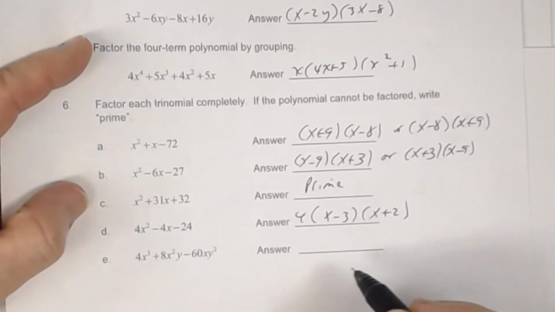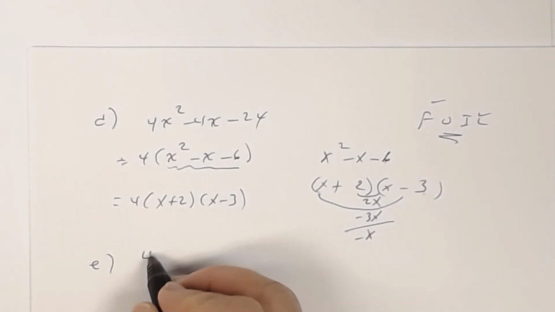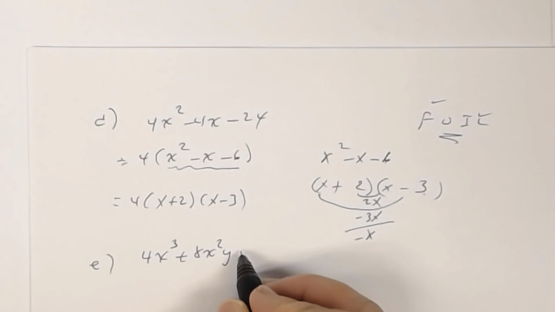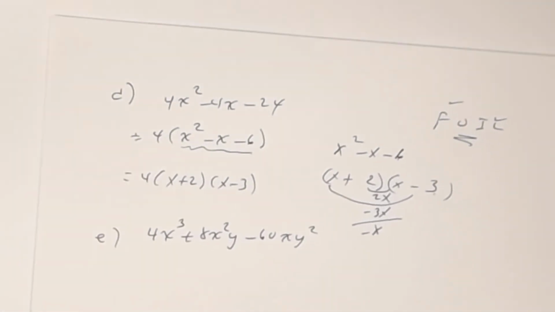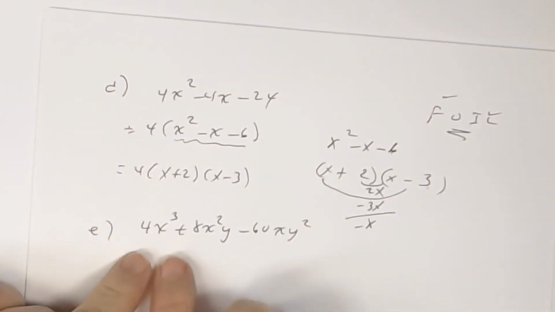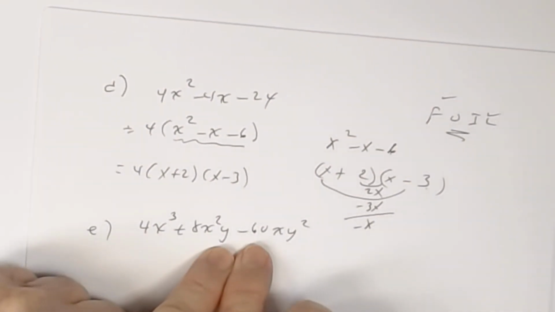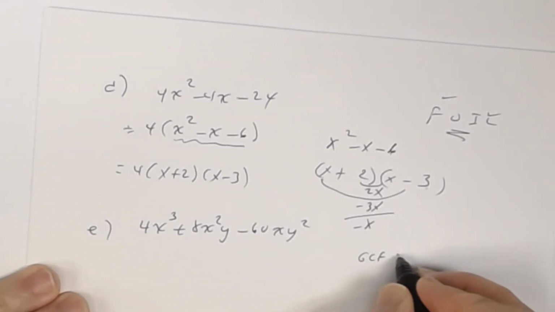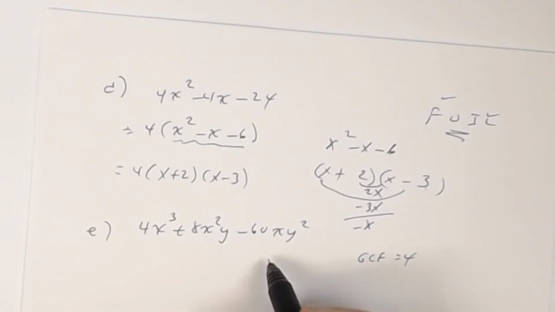Okay? And then now let's look at letter E. So E, I have 4x cubed plus 8x squared y minus 60xy squared. Okay, so let's find the GCF first. So if you notice 4, 8, and negative 60, I can factor out a 4. All right, so the GCF of this will be a 4, because 4 goes into all these coefficients, and that's going to be the largest.